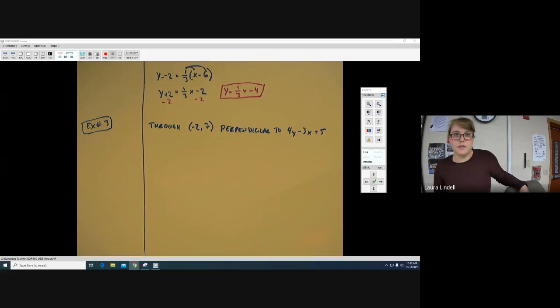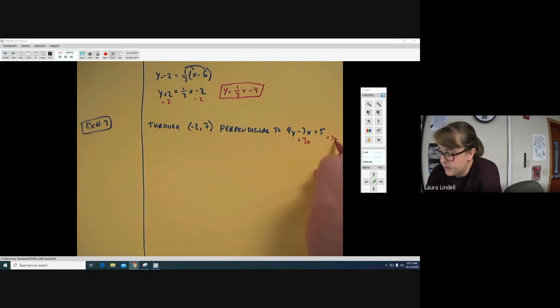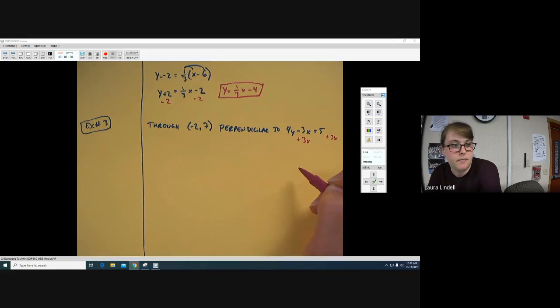Okay, so this one's going to take a little bit of extra work at the beginning, because I can't pull the slope out of that equation right away. So first we need to change this one into slope-intercept form to find the slope. What I would do first is add 3x to both sides to get the y by itself. So now we have 4y equals 3x plus 5.